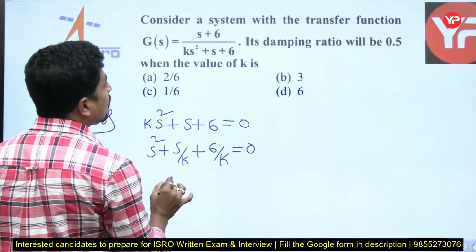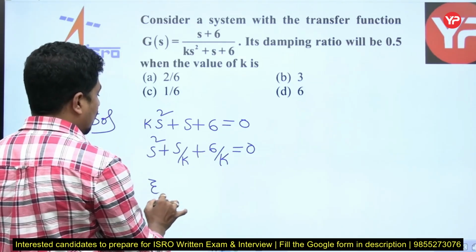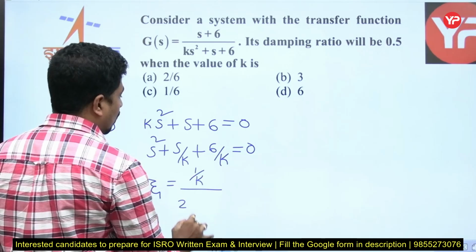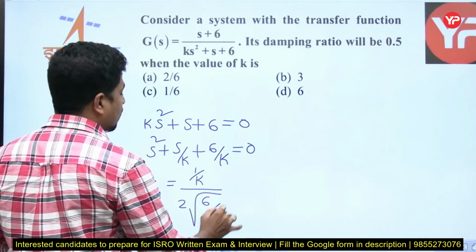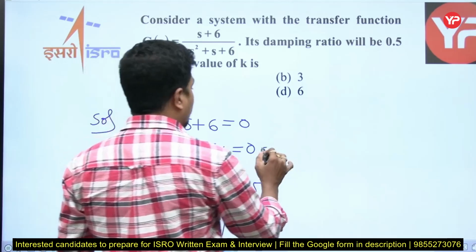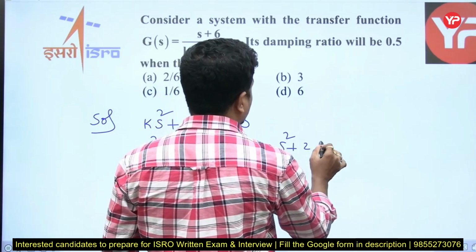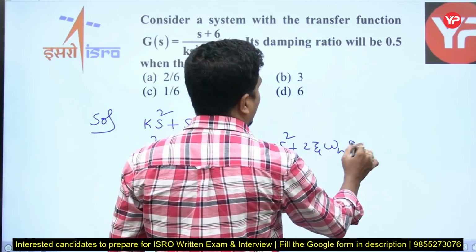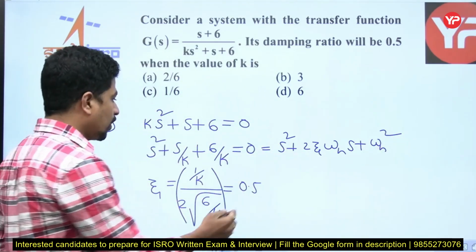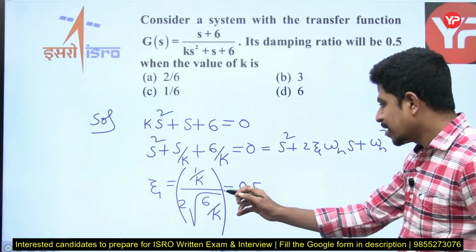Now tell me how much zeta is saying, zeta is 0.5. This is the zeta, that is equal to 0.5. So how did you get this expression? Compare this one with s square plus 2 zeta omega n s plus omega n square. Compare, then the zeta value you are going to get. So from this one I'll send this one to this side.